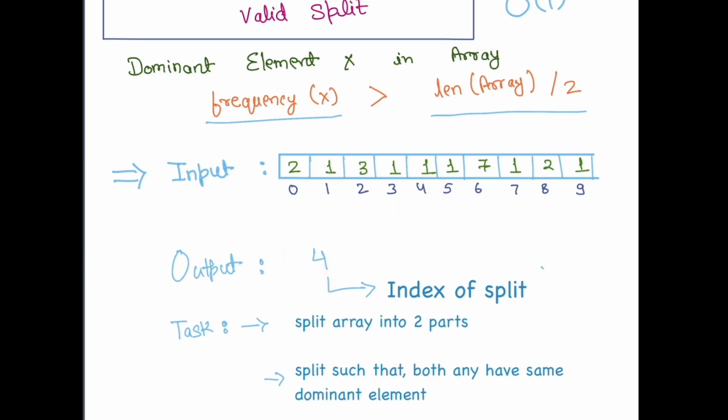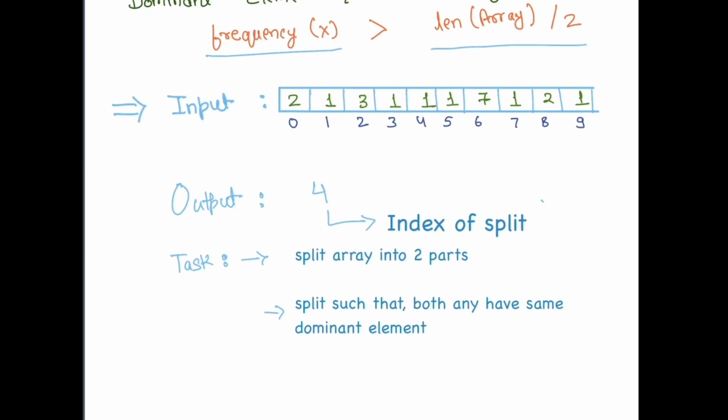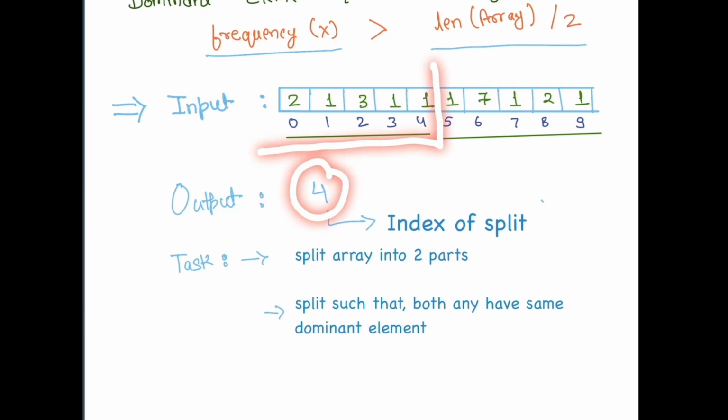Now how are we going to find out the output is based on the task. Our task is to split the array into two parts. So this particular index is your split point. For example, if the output is 4, then in this case, you will split your array into two parts. The first part will be till the 4th index and the second part will start from 5 and go till the last index. So now you understood that this index is the ending point of your split, and that is what we need to do. We need to split our array into two parts.